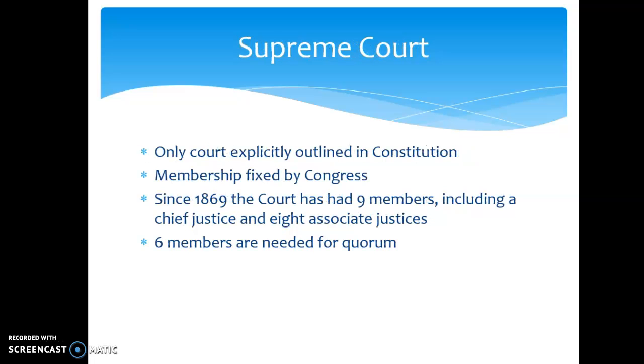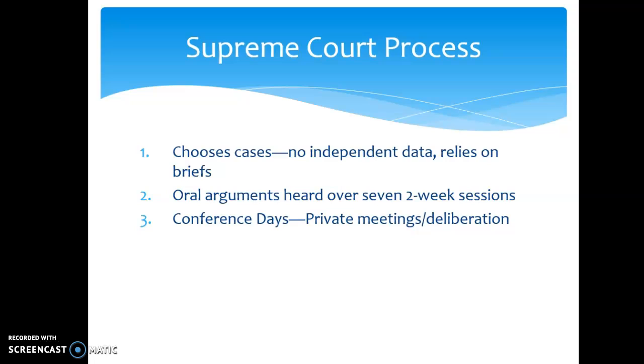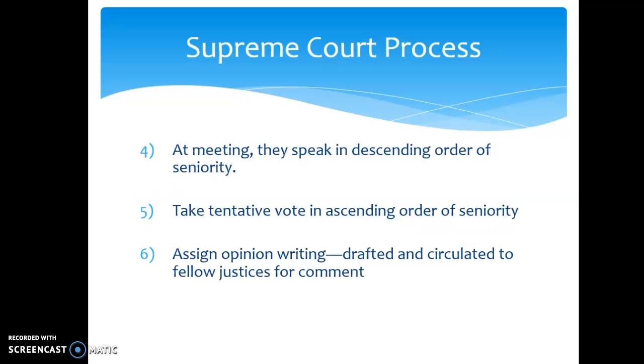Since 1869, our court has had 9 members, again an odd number in order to eliminate the possibility of there being a tie. The court needs 6 members in order to have a quorum, in order to be able to legally constitute its business. The president nominates them, and they have lifetime appointments. The Supreme Court chooses its cases. It doesn't take all cases that are brought before it.